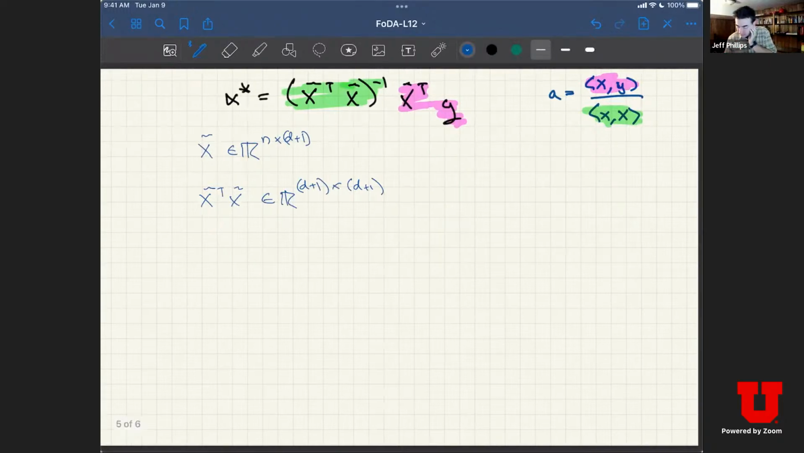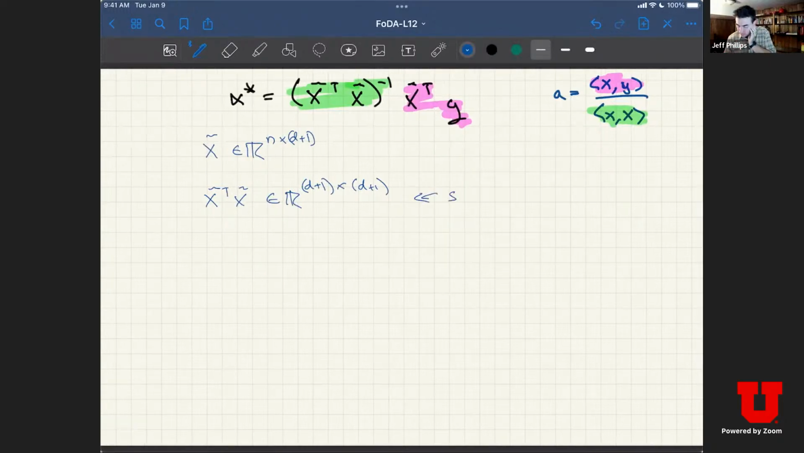Okay, so this is good. This means that this is a square matrix. Okay, it's d plus 1 times d plus 1. So it is feasible I could take the inverse, right? In order to take an inverse of a matrix, it has to be square. Okay. It also has to be full rank. Is this going to be full rank?